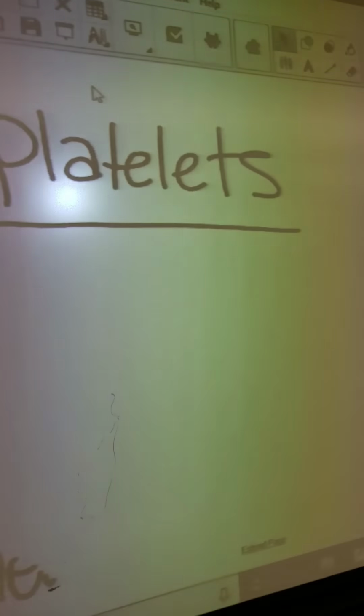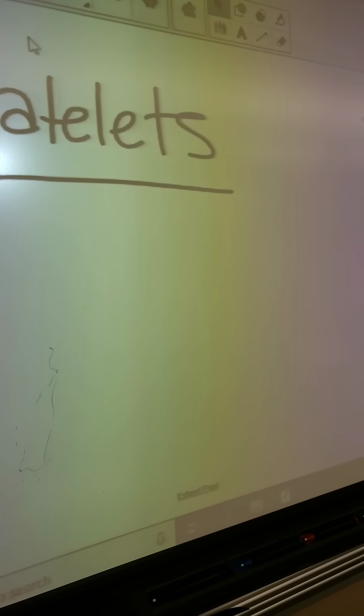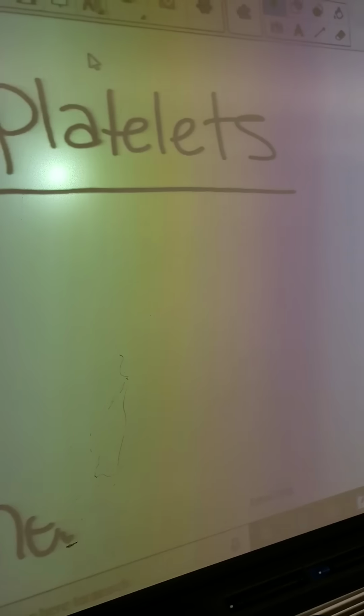So your last one are thrombocyte cells, and these are also called platelets. Those are your clotting factors.